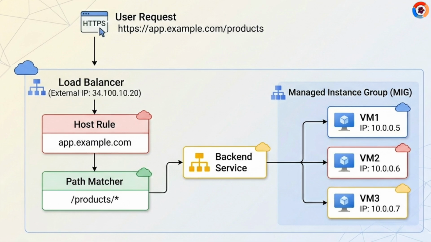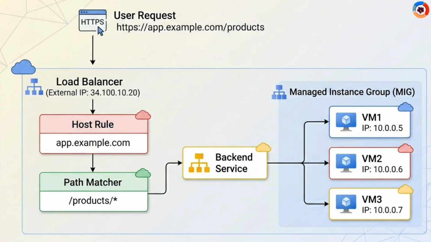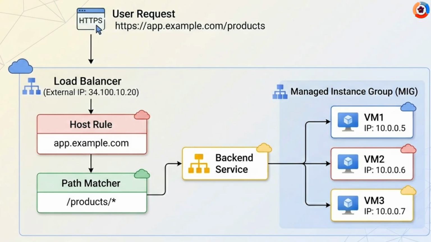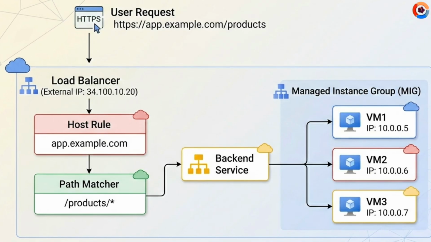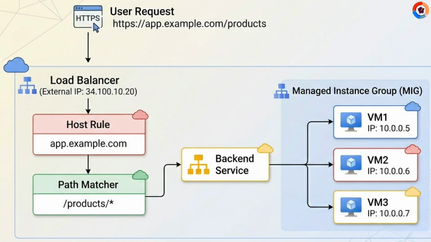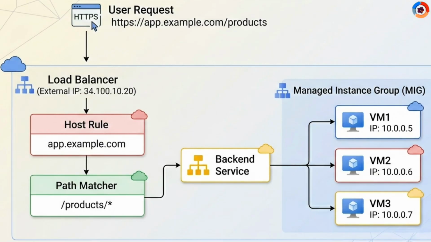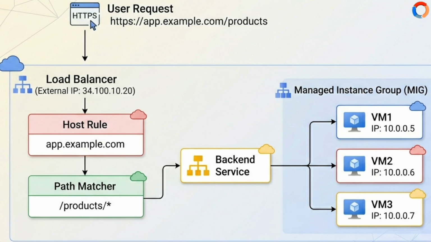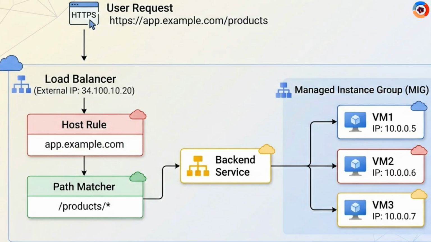Host rule: determines which domain name or host the request is intended for. Path rule: this determines where to send traffic based on the URL path. Backend services: a logical configuration that defines how traffic should be distributed and managed for a group of backends. Backend: the actual resources serving the application, such as VM instances, instance groups, or Kubernetes services.